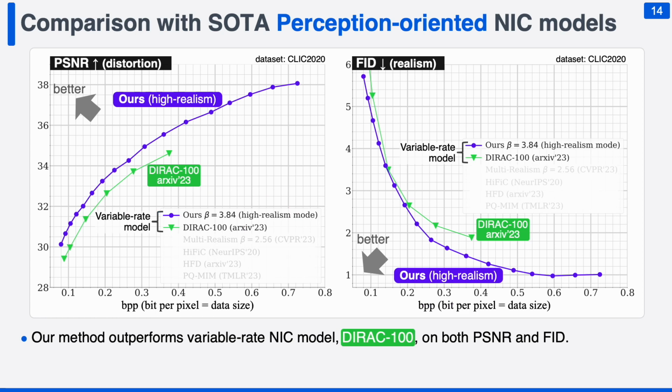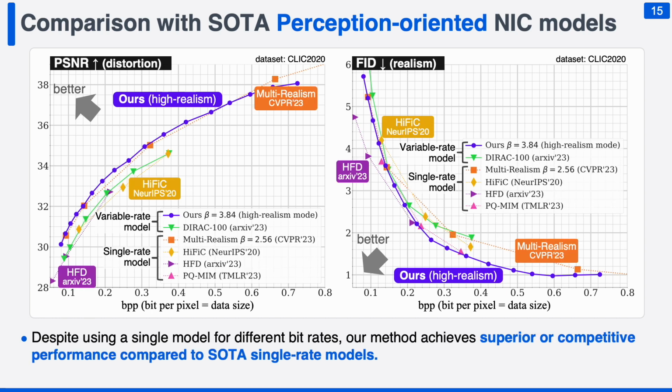First, compared with the variable rate generative NIC model, DIRAC-100, our method outperforms on both PSNR and FID. Next, compared with single-rate generative NIC models, our model achieves superior or competitive performance despite using a single model for different data points.